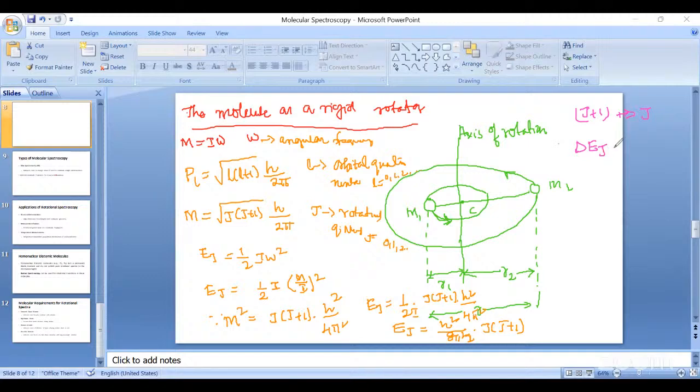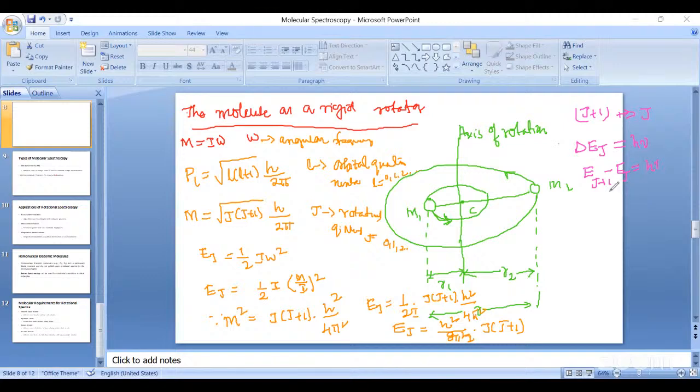So this delta EJ is generally equal to h nu. E is equal to h nu. So delta EJ is nothing but the energy transferred between the levels j plus 1 to j. So it is EJ plus 1 minus EJ, which will be equal to this h nu.